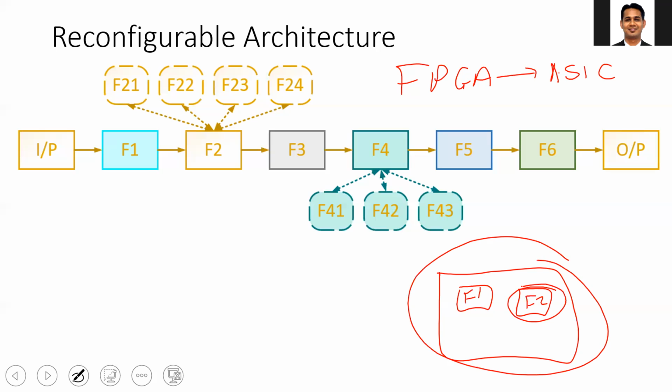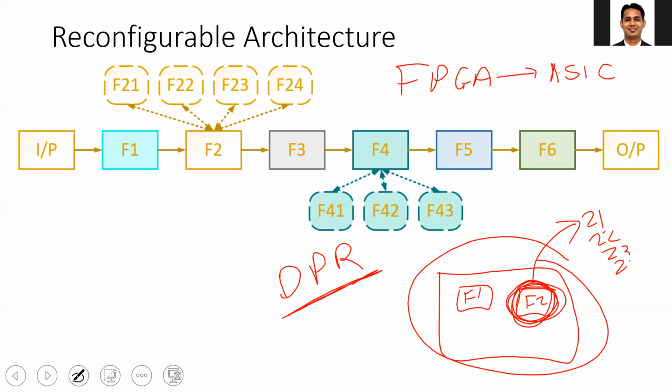But FPGA also supports another feature, which is called dynamic partial reconfiguration. That means you need to provide the hardware file of only this part. So you will provide the 4 hardware files corresponding to 2.1, 2.2, 2.3, and 2.4, and only this part will get reconfigured. So this is called DPR. This is another unique feature of the FPGA.